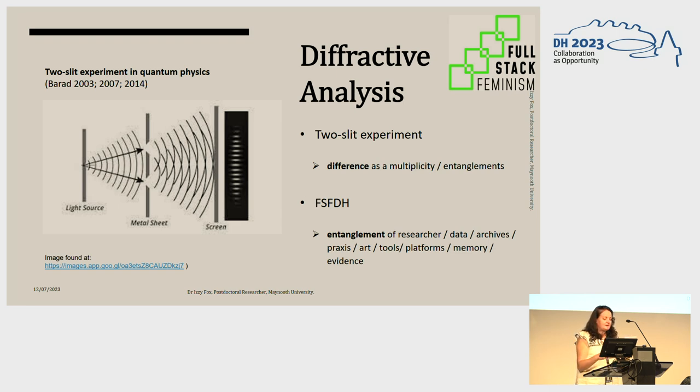So in the original experiment in quantum physics, a single light source, when it passes through two slits in a metal sheet, as you can see in this diagram, splits in two, resulting in waves that overlap and interfere, producing a seemingly binary pattern of light and darkness on the screen to the right of the image. However, the darkness is a consequence of light being placed on top of light, challenging our understanding of sameness and difference, including between digital and material realms.